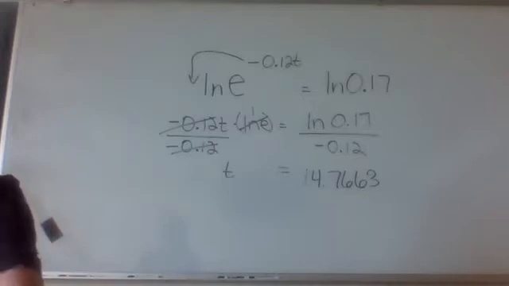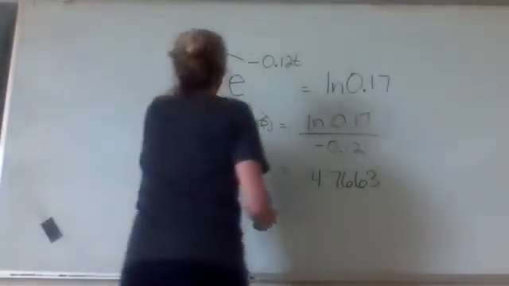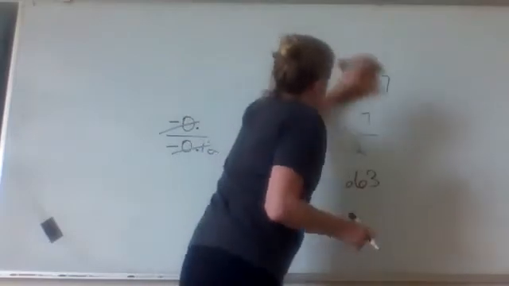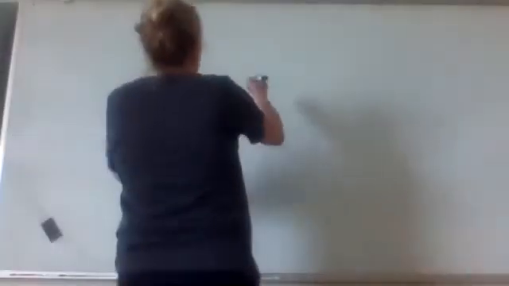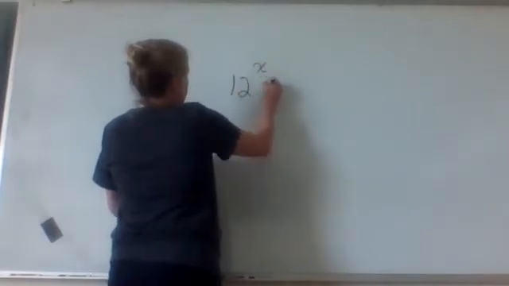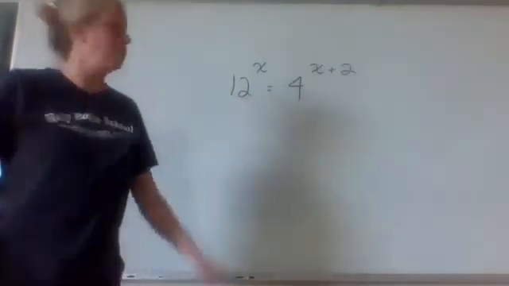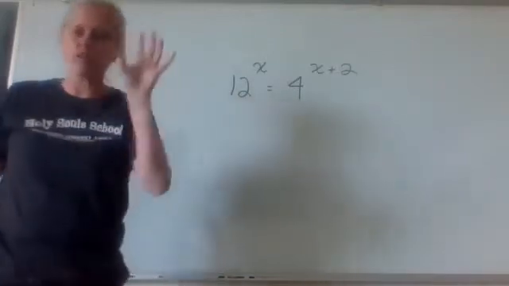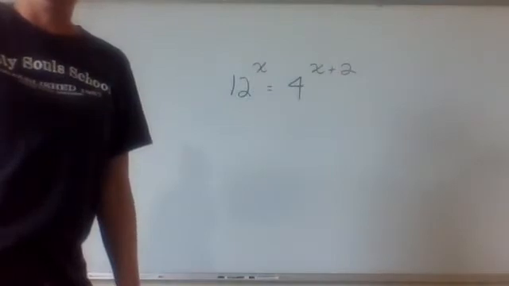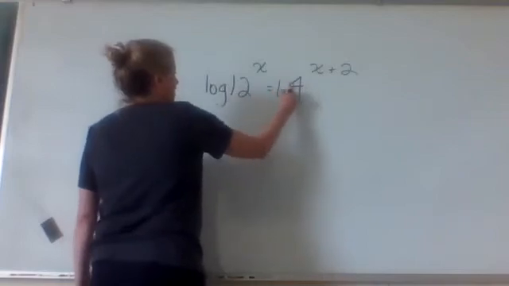All right, number 9. We've got 12 to the x equals 4 to the x plus 2. Okay, solving for x, and it's in the parentheses. I can't rewrite 12 as 4 to a certain power. So I am going to have to log both sides to get those x's out of the exponents.